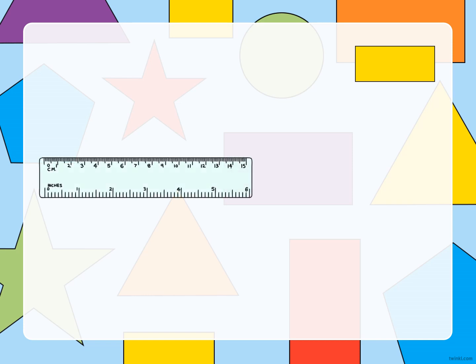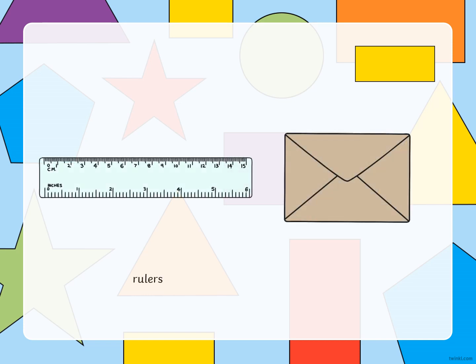Okay, guys, so what is the name of this shape? Let's have a look at some objects that are this shape. Oh, rulers are this shape. Oh, and letters, letter envelopes are this shape. I bet you all know what this shape is, and I bet you can probably tell me lots of things about this shape. This shape is a rectangle.